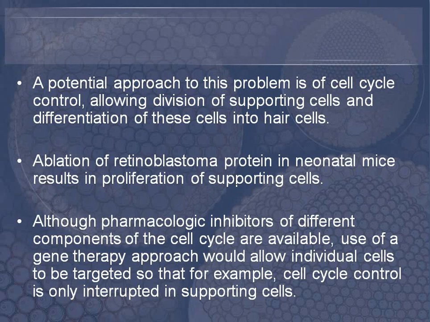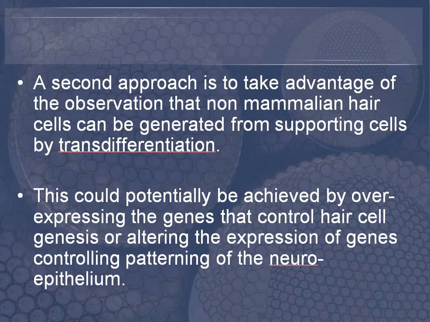Although the pharmacologic inhibitors of different components of the cell cycle are available, use of a gene therapy approach would allow individual cells to be targeted so that, for example, cell cycle control is the only thing interrupted in the supporting cells. A second approach is to take advantage of the observation that non-mammalian hair cells can be generated from the supporting cells by transdifferentiation. This could potentially be achieved by the overexpression of the genes that control hair cell genesis and altering the expression of genes controlling pattern of the neuroepithelium.